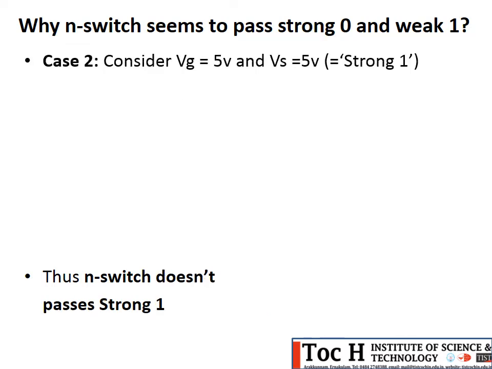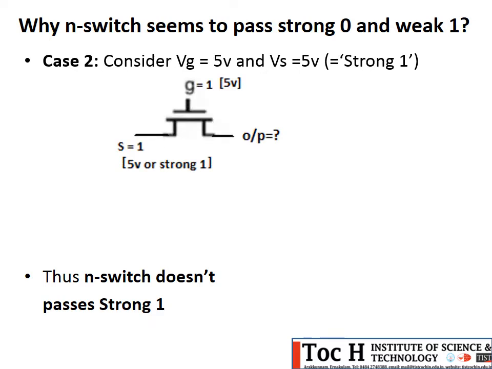Next, case 2. Consider Vg equal to 5 volt and Vs equal to 5 volt. What are we actually applying here? We are applying a logic 1 to the gate terminal and another logic 1 to the source terminal. So Vg equal to 5 volt, Vs equal to 5 volt. What will be the output?